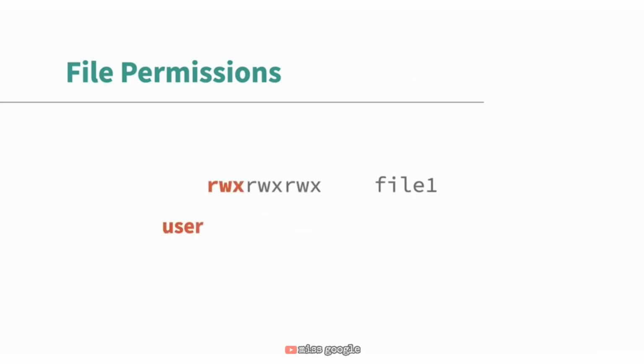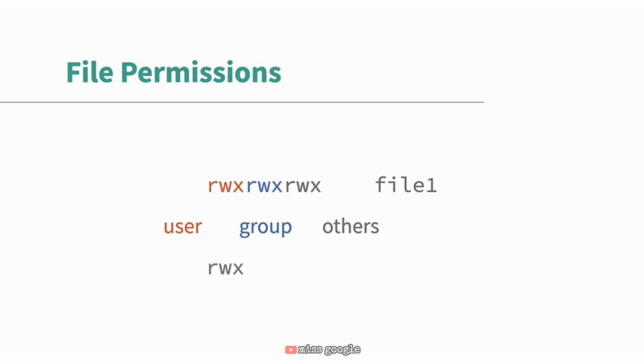The sequence of letters breaks down into 3 sections. The first section represents the user, designated as the owner of the file. The second section of 3 letters represents a group, a collection of users for whom we can define specific access to the file. And the third section represents the access to the file for all other users who are not the file's owner or who are not in the group designated in the group section.